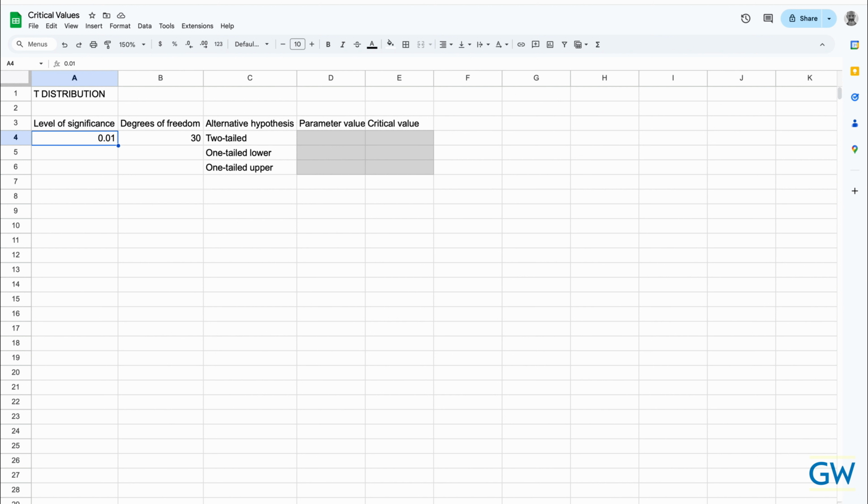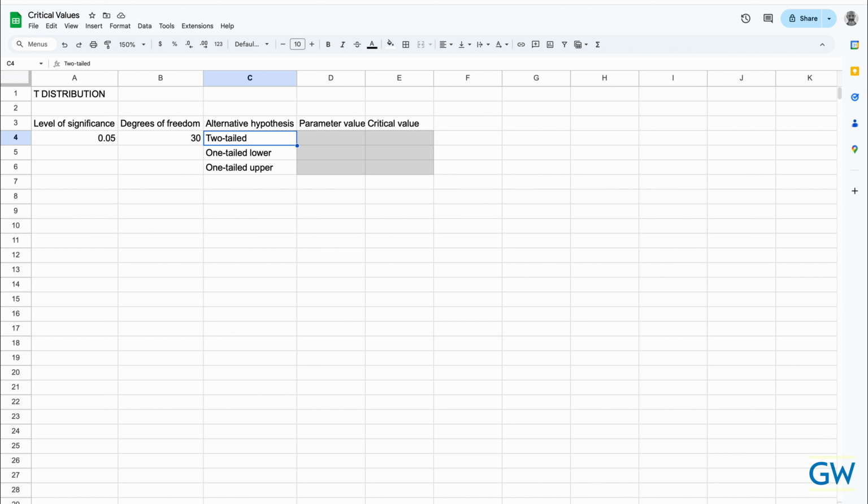So I've opened a spreadsheet. We're going to look at these critical values for a t-distribution. I need to know my level of significance. So I'm going to put it right out there. Let's put 0.05 to start off with. I need to know the degrees of freedom. Every t-distribution is going to be slightly different, and its parameter is the degrees of freedom. So you will have to know that and type it in there.